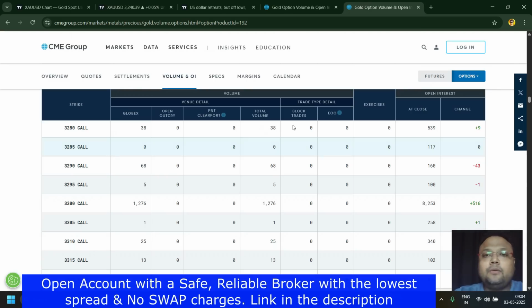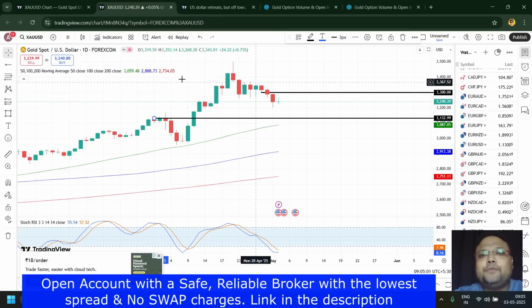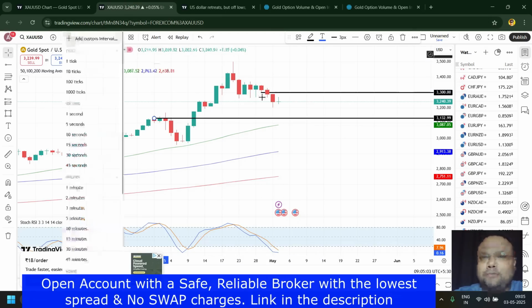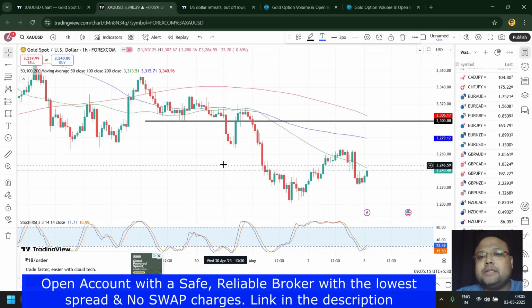And why double three double zero? You can see at double three double zero, this is call data. You can see at double three double zero we have the highest number of contracts. So obviously it's not going to be easy for gold to break double three double zero. This data belongs to the futures market, so we can say that it will be 3290, 3295 on our market. So the market will find it difficult to cross this area.